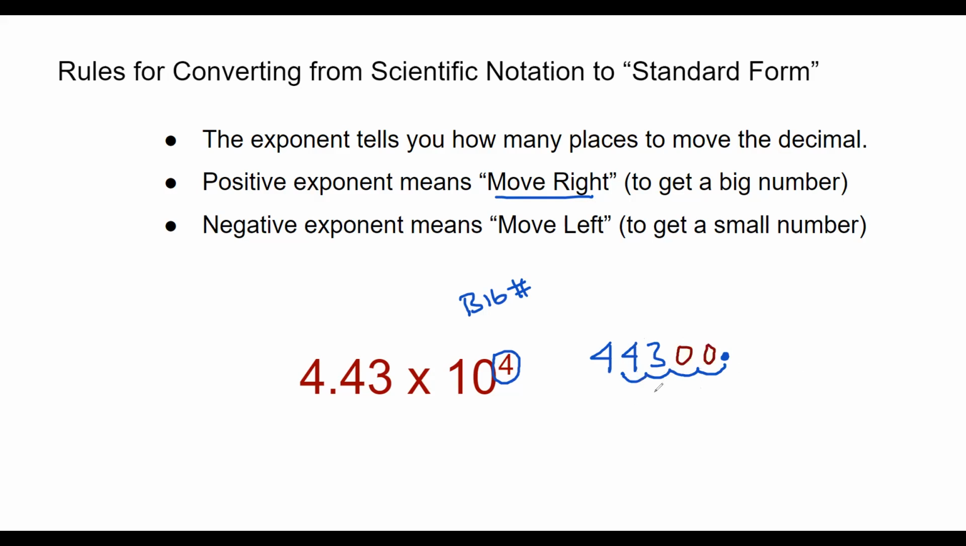We should also put a comma in it. There should be a comma after the 3 digits. So that would be 44,300. Positive exponent, big number. It all makes sense. Let's clear that off and we'll look at one more example here.